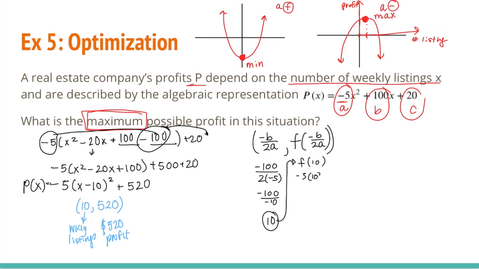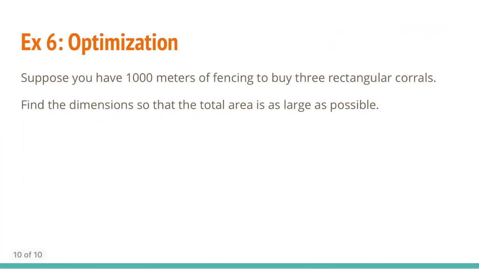Now I'm going to plug that into my function. So that would be -5 times 10 squared plus 100 times 10 plus 20. Simplify, we get -5 times 10 squared, which is 100, so -500 plus 1,000 plus 20. So it would be -500 plus 1,020. And I simplify that to +520. Okay, so I can see that these are two methods to get me the same answer.